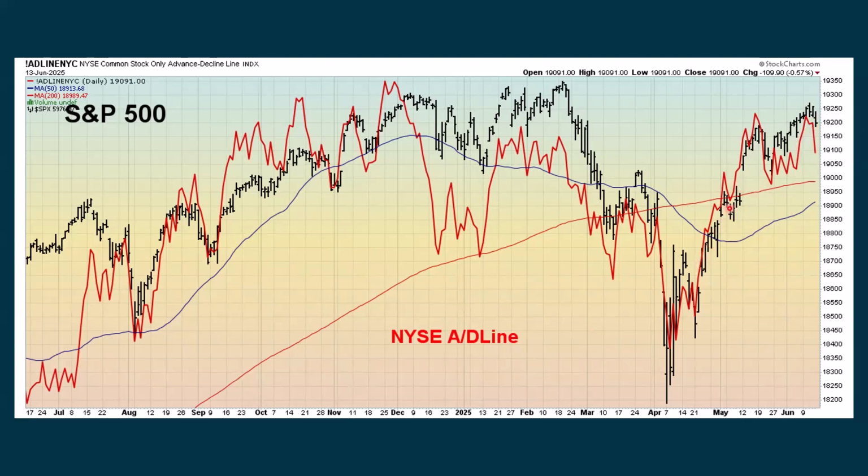Typically, when these lines are more on top of each other, even though they're on different scales, that just means the broad market is participating with what the S&P is doing. If we see more weakness with the red line going down faster than the S&P itself, that might mean that the broader market is turning more negative and seeing more weakness.